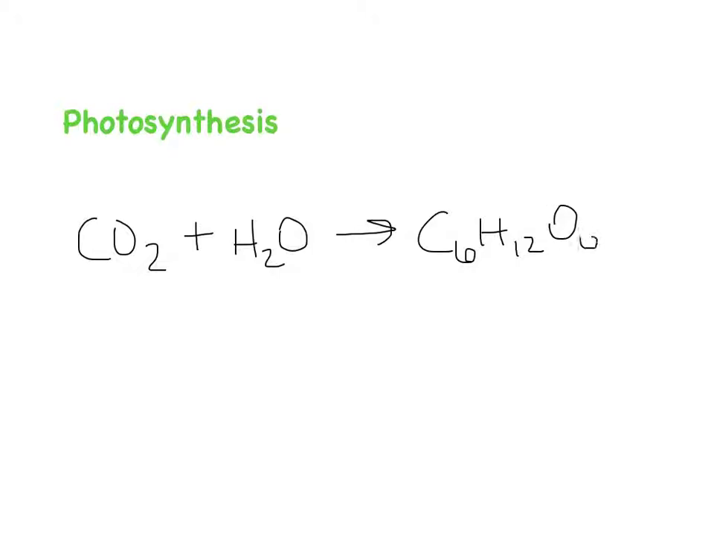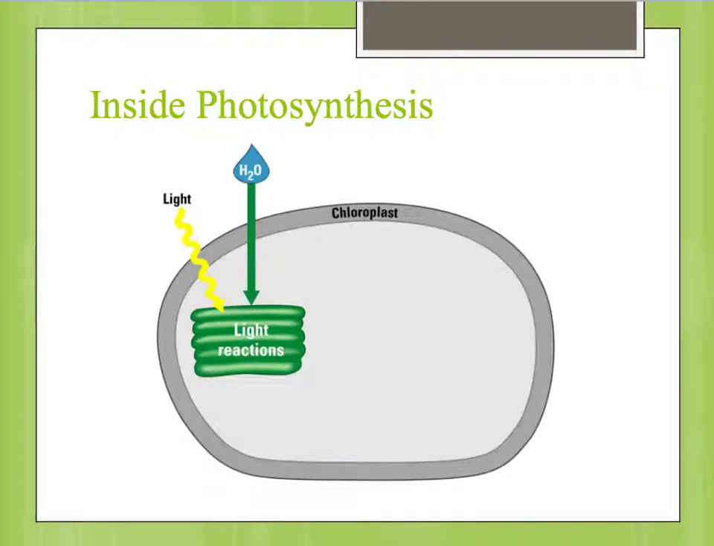So the general equation for photosynthesis is carbon dioxide plus water yields sugar and oxygen gas. So this isn't balanced, so in order to make this very large sugar, we have to have 6 carbon dioxides to start with and 6 waters, and at the end we will end up with 6 oxygen molecules in addition to 1 large sugar. So this takes place inside the cell, specifically inside an organelle called the chloroplast.